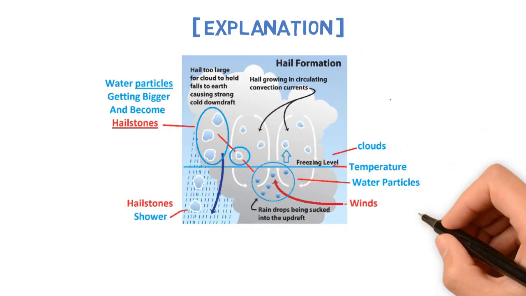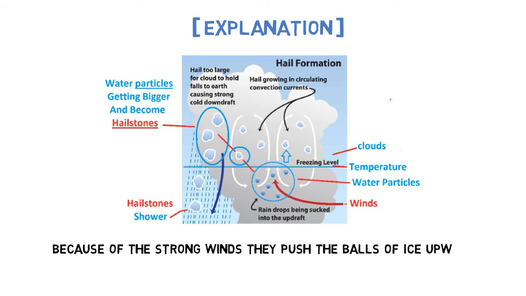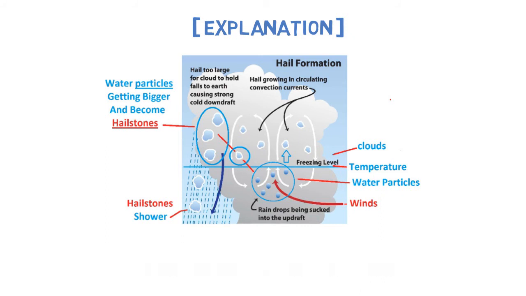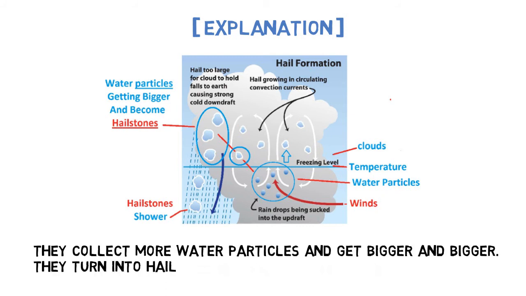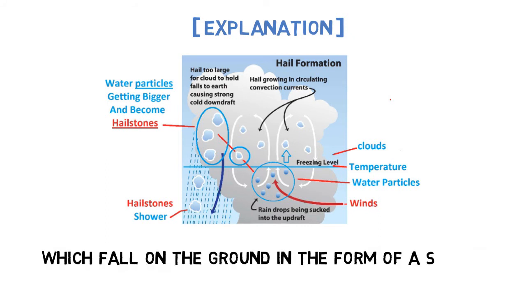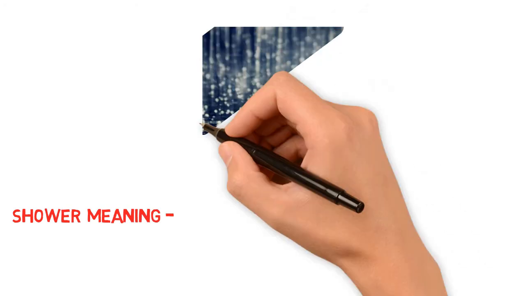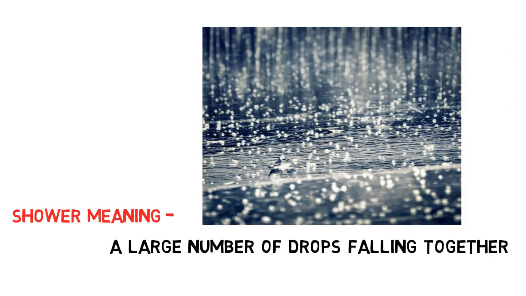Explanation of the third paragraph. Because of the strong winds, they push the balls of ice upwards so they do not fall to the ground. They collect more water particles and get bigger and bigger. They turn into hailstones which fall on the ground in the form of a shower. Shower meaning a large number of drops falling together.